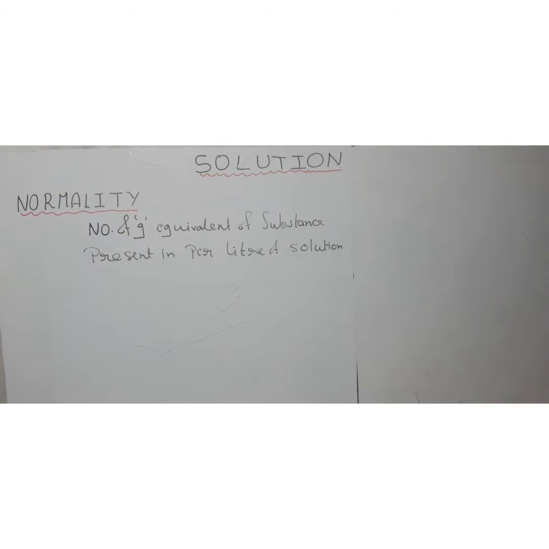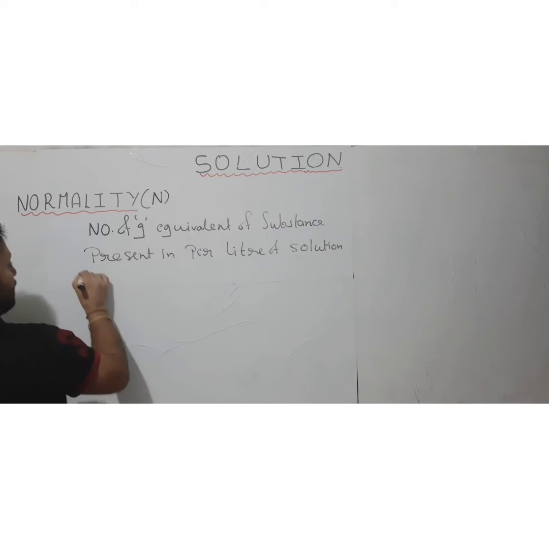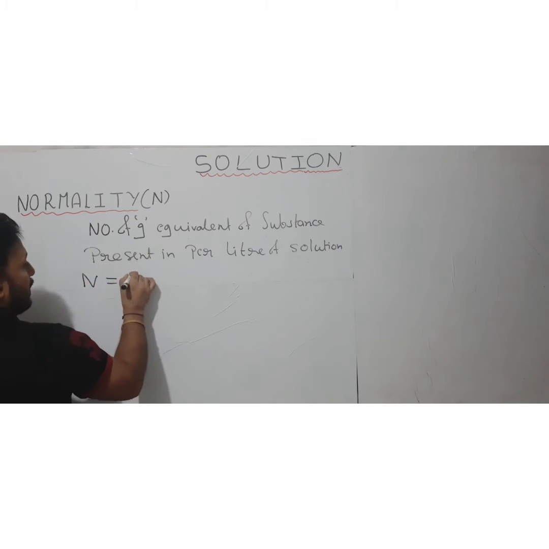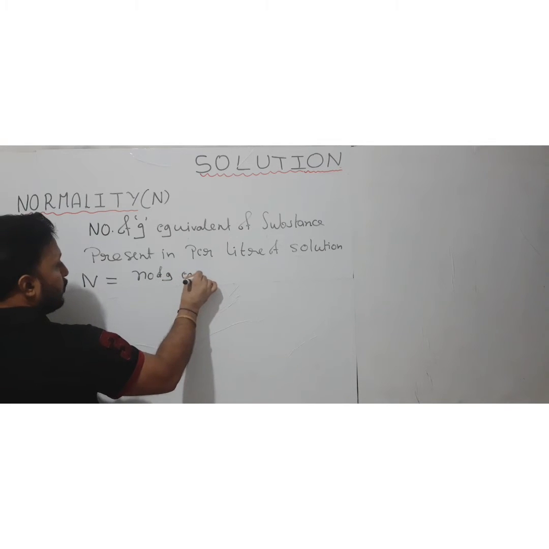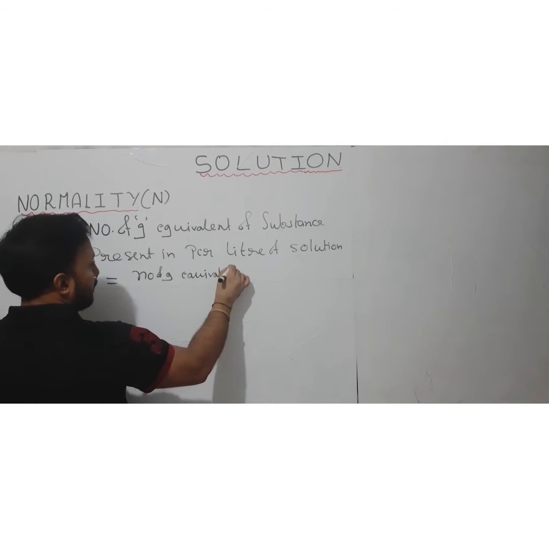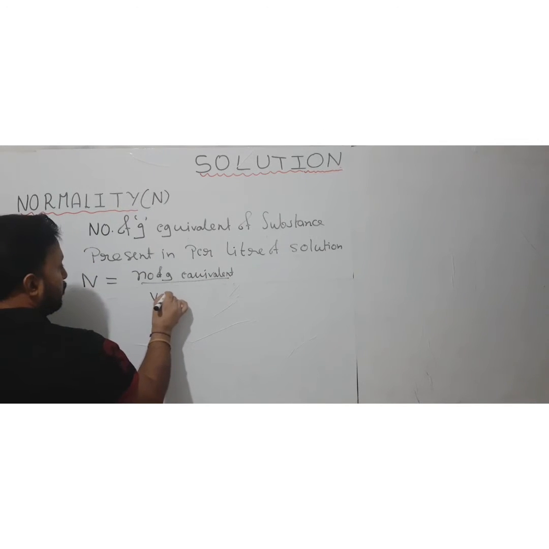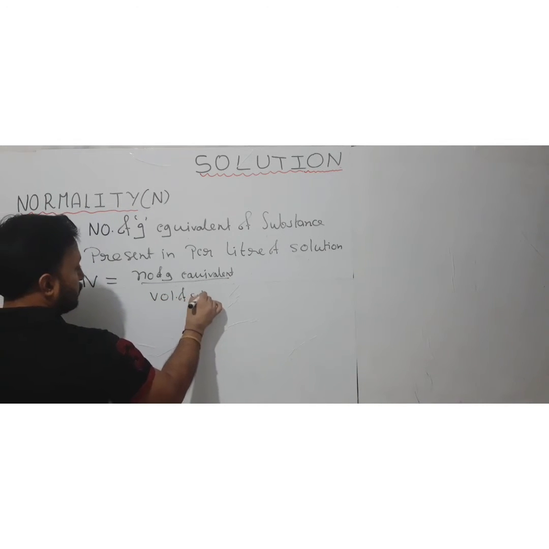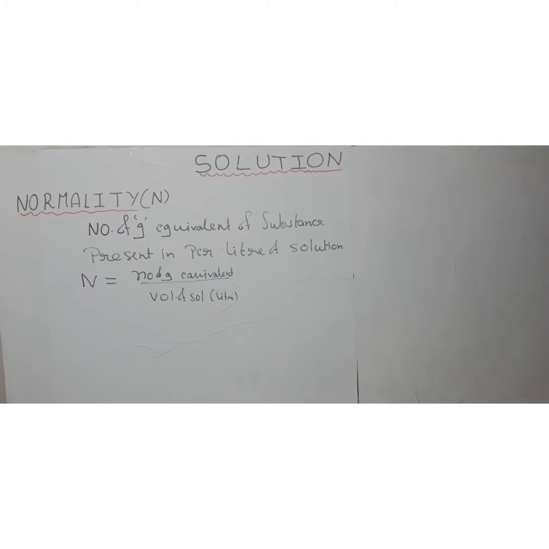So basically we can say the number of gram equivalent, that is normality, which is represented by capital N and is represented as the number of gram equivalent of the substance divided by the volume of solution, and that too in liter. So that is going to be the formula for the normality.